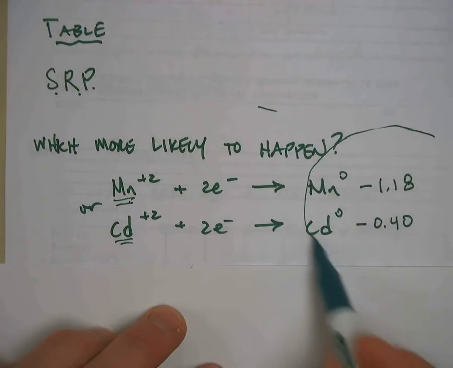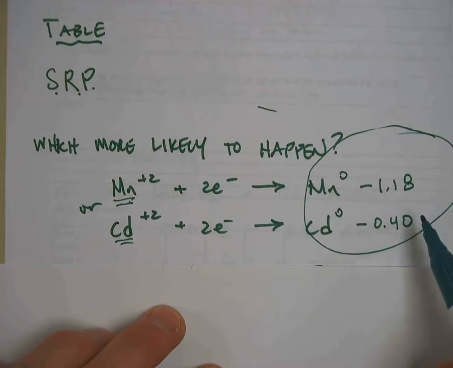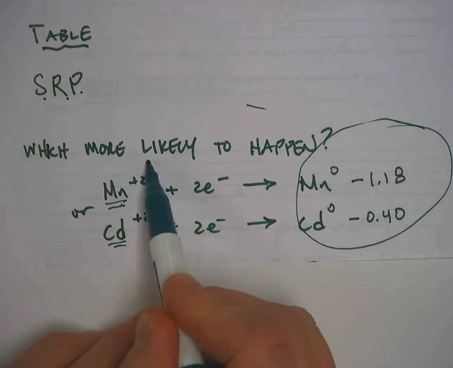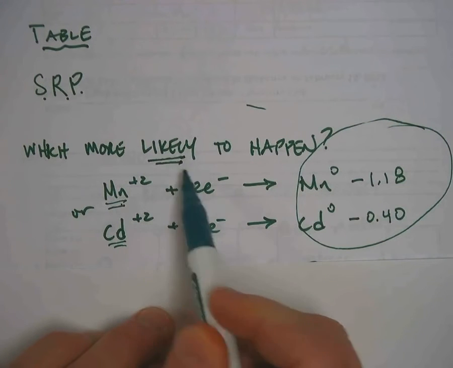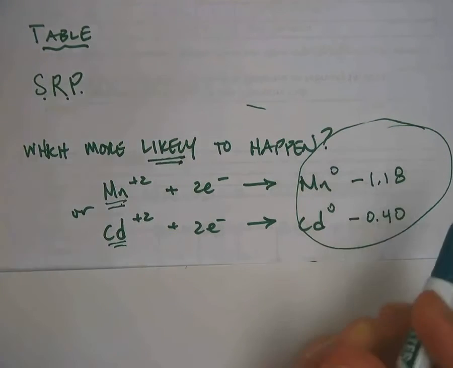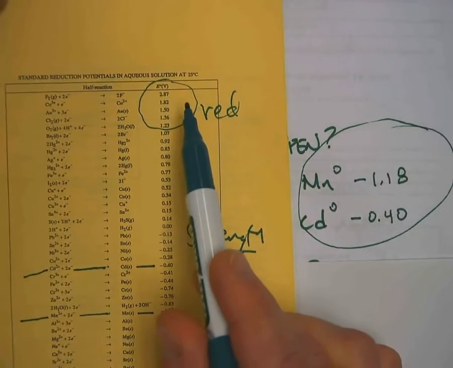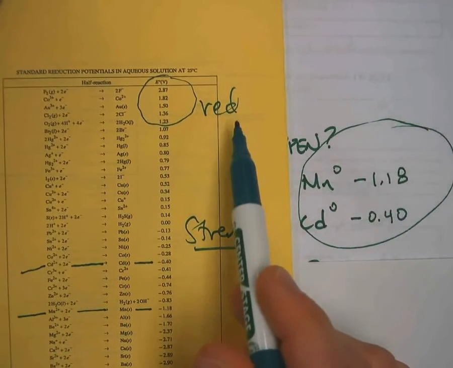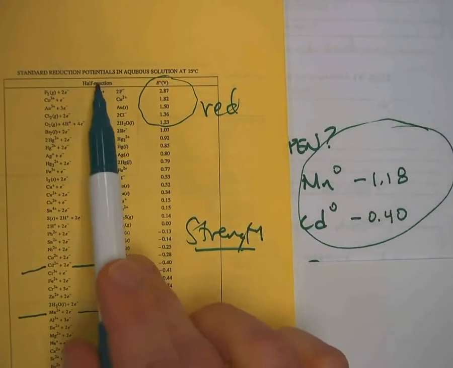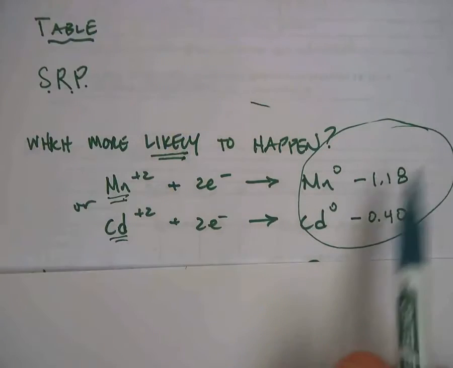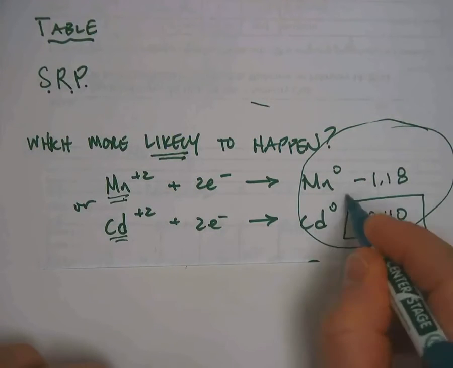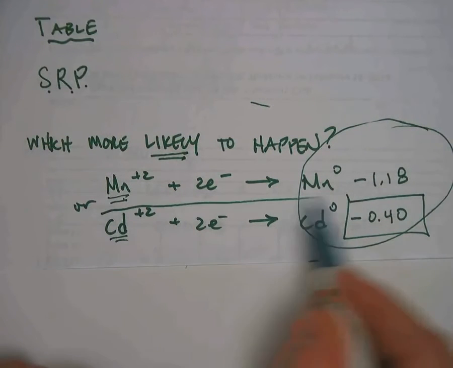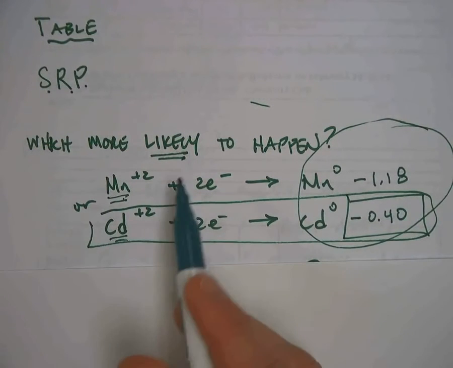Which is more of a positive value? This tells you which is more likely to be reduced. Because remember, the higher the number on here, or the more positive the number, the more possible, the fancy word they use is, which has more potential to be reduced. Well, obviously this one is more positive than this one, and so cadmium's reaction is more possible than manganese.